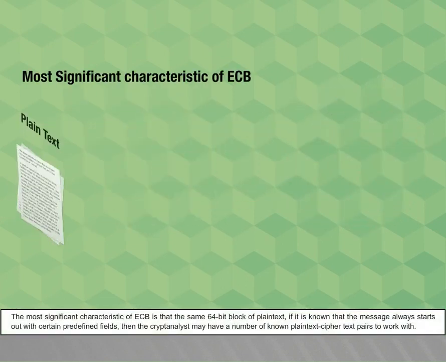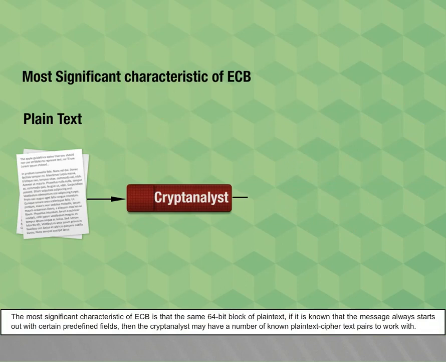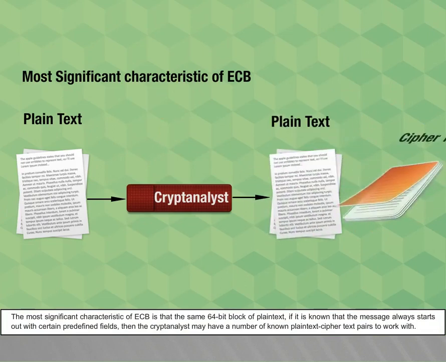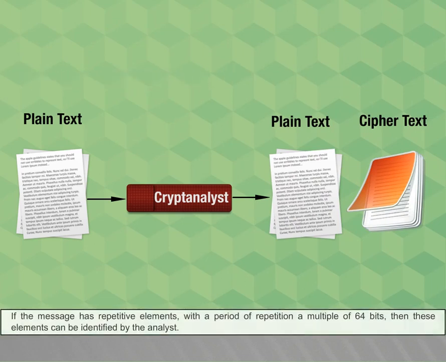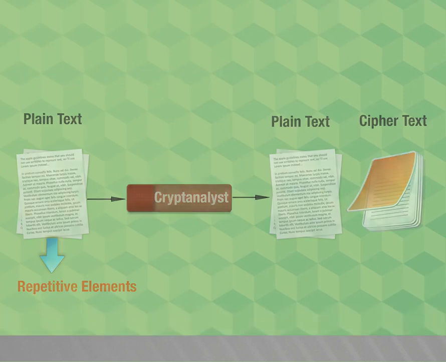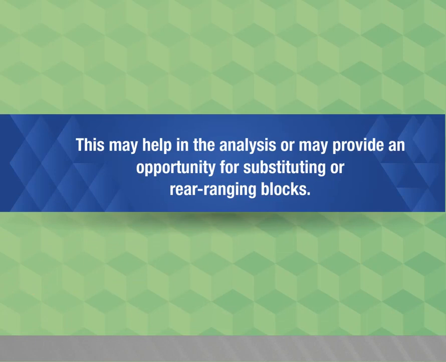The most significant characteristic of ECB is that the same 64-bit block of plaintext, if it appears more than once in the message, always produces the same ciphertext. If it is known that the message always starts out with certain predefined fields, then the cryptanalyst may have a number of known plaintext-ciphertext pairs to work with. If the message has repetitive elements with a period of repetition of a multiple of 64 bits, then these elements can be identified by the analyst. This may help in the analysis or may provide an opportunity for substituting or rearranging blocks.